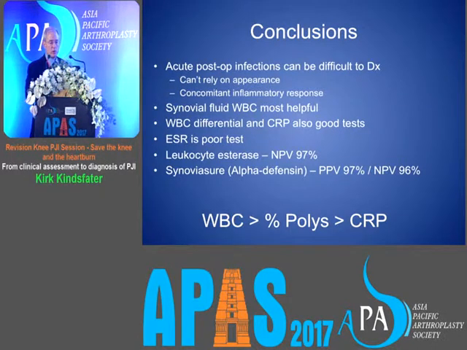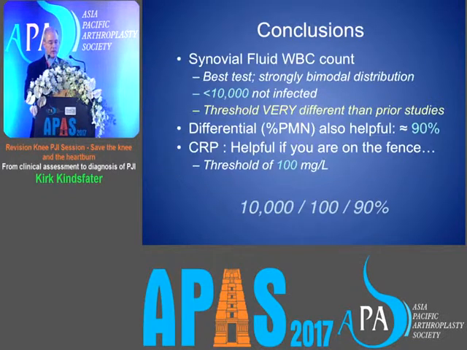Conclusions: acute postoperative infections can be difficult to diagnose. You can't rely on the appearance of the wound because of the concomitant inflammatory response. Most helpful is the synovial white blood cell count. The white blood cell differential and CRP are also good tests. SED rate is a poor test in the postoperative period. Leukocyte esterase, good negative predictive value. So if it's negative, you probably don't have an infection. And then Synovasure, if it's done correctly, has a very good positive predictive value and negative predictive value.